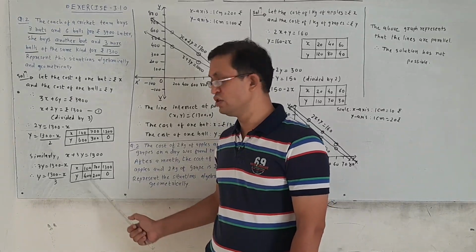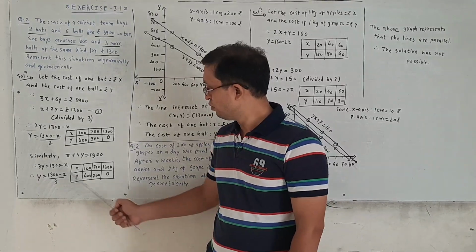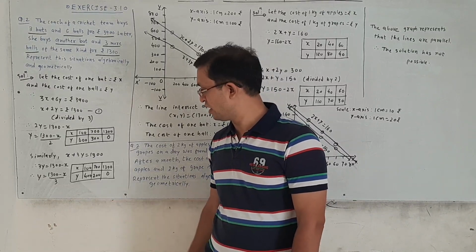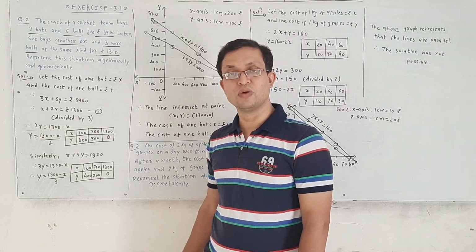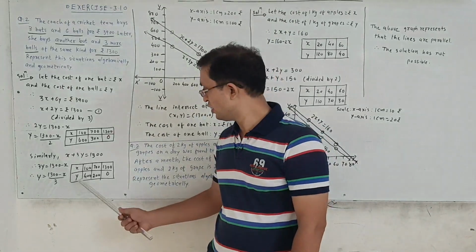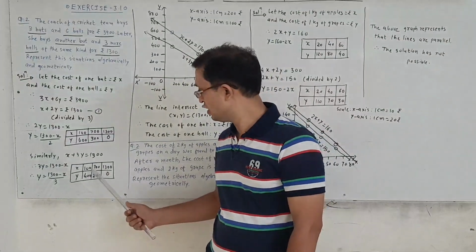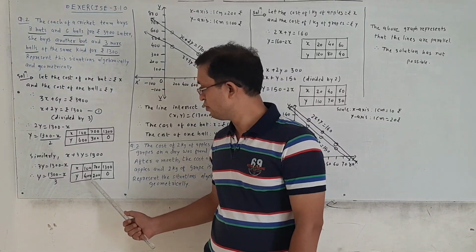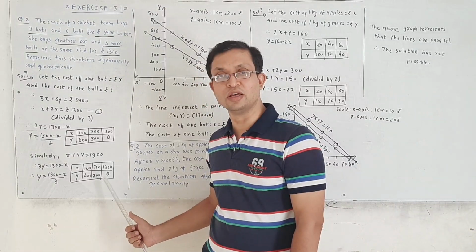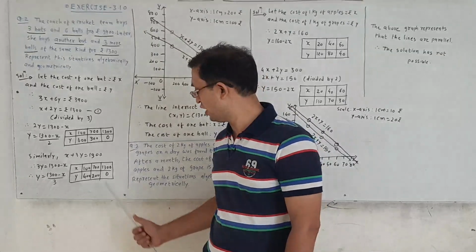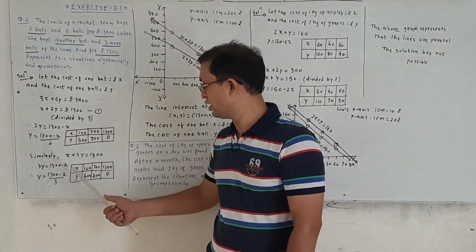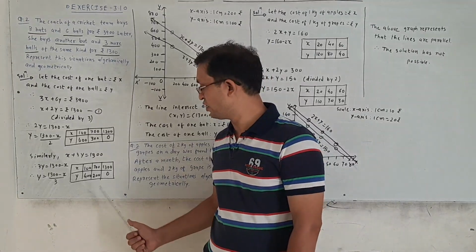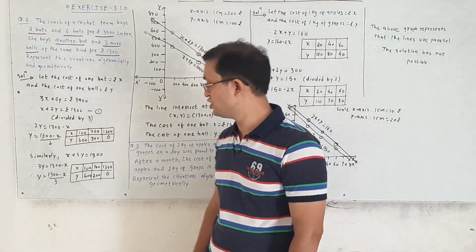Substitute values in this table of x and y. Substitute x equal to 100. Therefore, y is equal to 1,300 minus 100, that is 1,200, divided by 3, which is equal to 400. X is equal to 700: 1,300 minus 700 is 600, divided by 3, which is equal to 200. And x is equal to 1,300: 1,300 minus 1,300 is 0, 0 divided by 3, answer is 0.